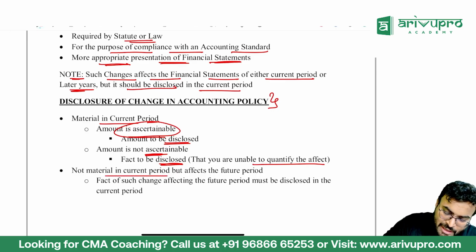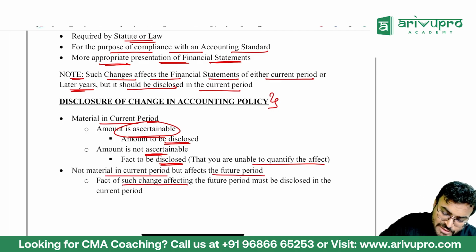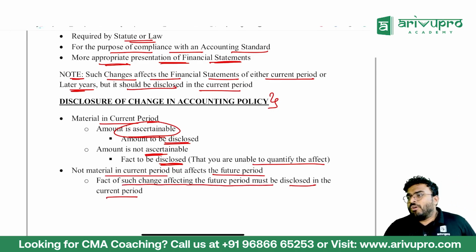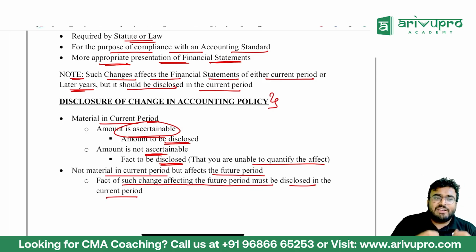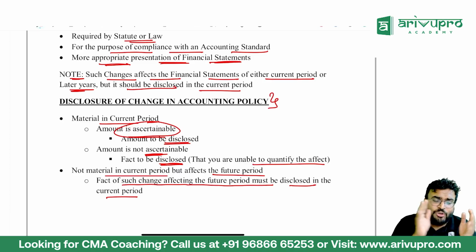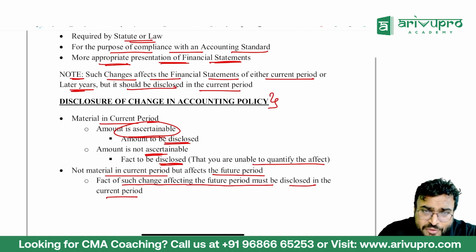Not material in current period, but affects the future period. It does not affect the current period, but it will affect the future period. The fact of such change affecting the future period must be disclosed in the current period. Okay, it is not affecting today, but it is affecting you in future. Then you have to tell that it will affect in the future. You are telling the reader that today it's not affecting us, but it will affect us in future. This is your quick revision of AS1.